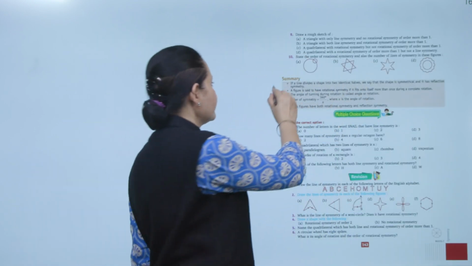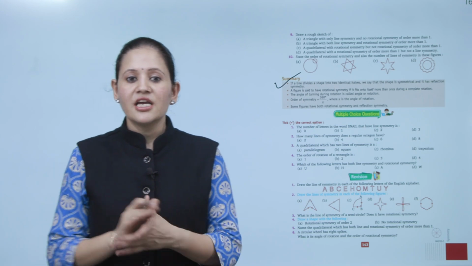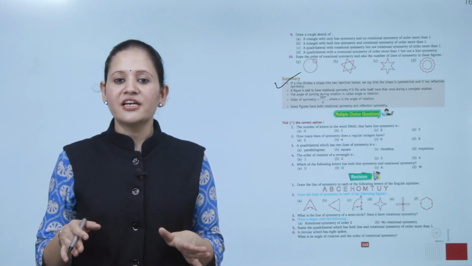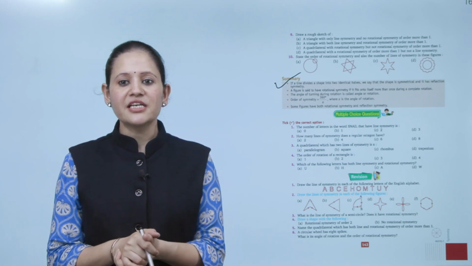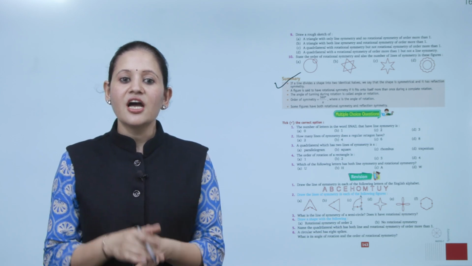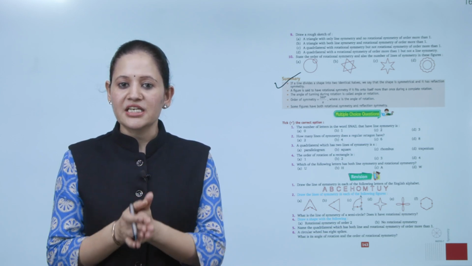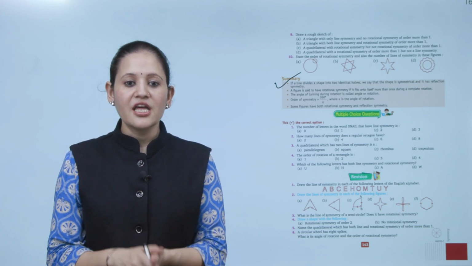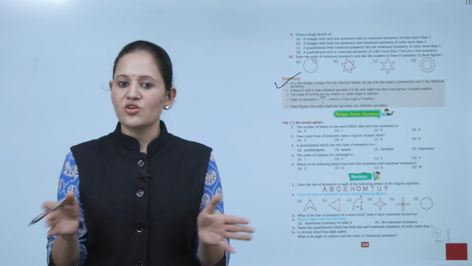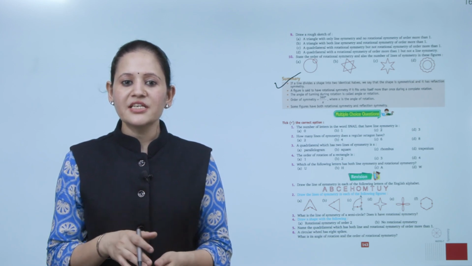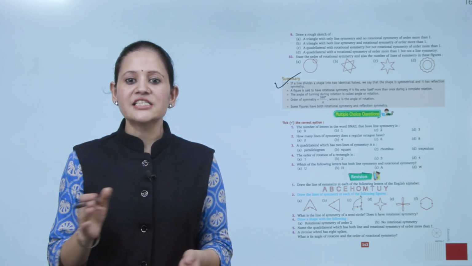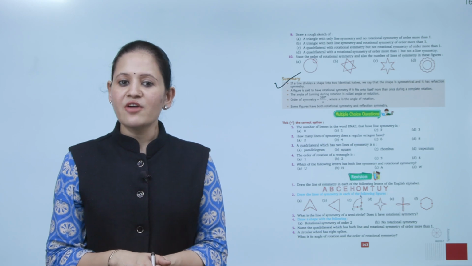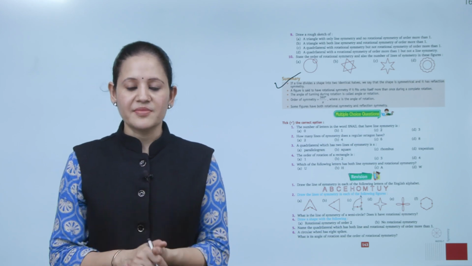Next is summary. If a line divides a shape into two identical halves, we say that the shape is symmetrical and it has reflection symmetry. A figure is said to have the rotational symmetry if it fits onto itself more than once during the complete rotation. The angle of turning during the rotation is called the angle of rotation. Order of symmetry, that is 360 upon x, where x is the angle of rotation. Some figures have both rotational symmetry and reflection symmetry.